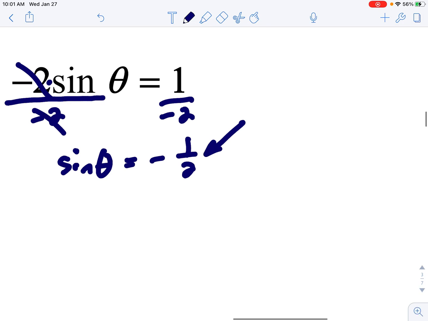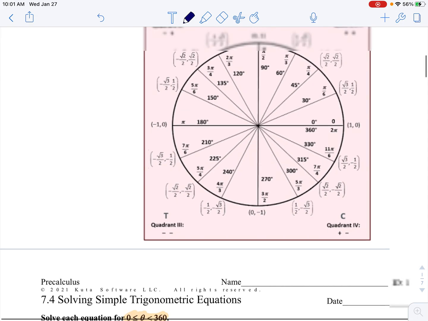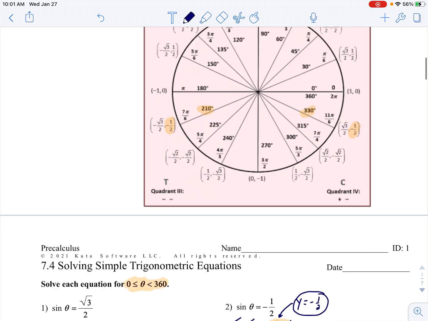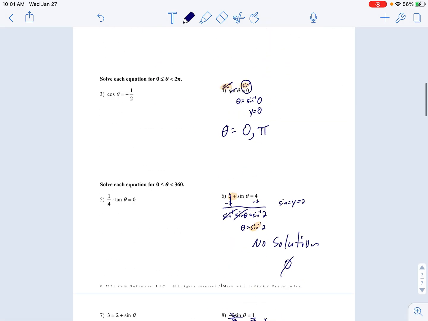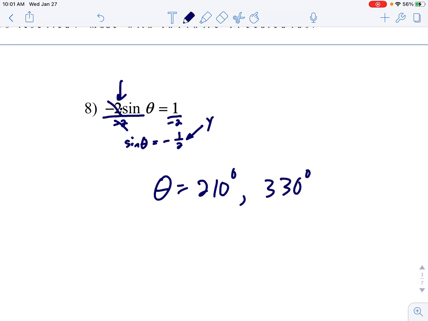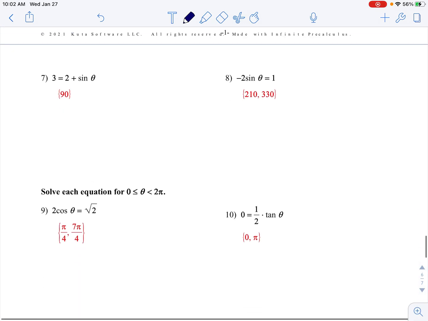So again, sine is y. We're trying to find a y value that equals negative 1/2. Where is that at? Where does that happen? Well, geez, we've just done this problem. Right here and right here. 330 degrees and 210 degrees. So number 2 and number 8 are essentially the same problem, except there was an extra step here. But the answer is 210 degrees and 330 degrees. Let me check number 8 and make sure I didn't mess anything up. And there it is.